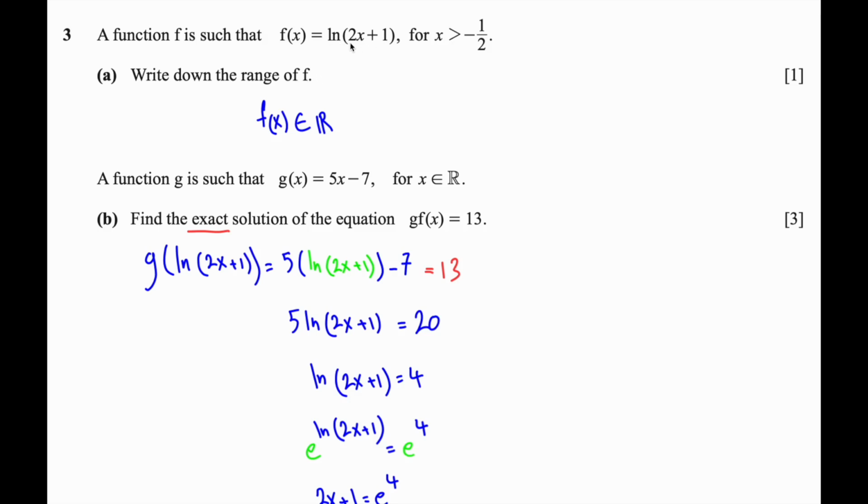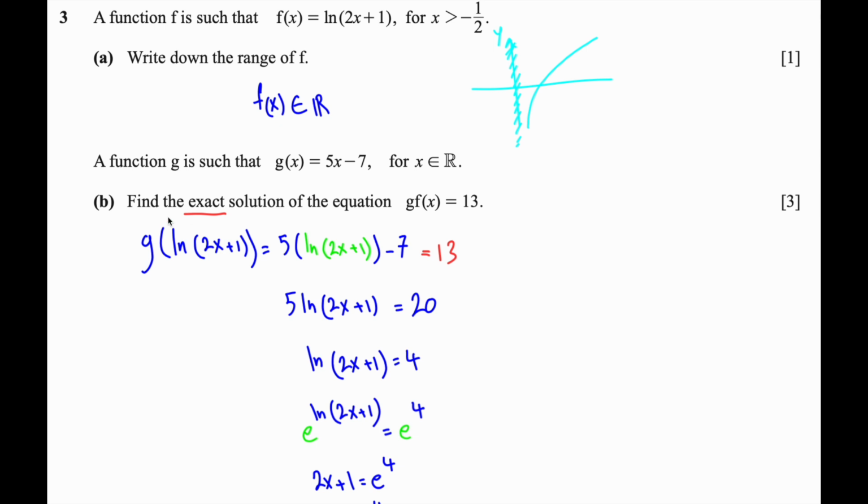Well, if you recall, the range for logarithm functions is all the real numbers, and if I were to draw the logarithm function, basically it would look something like this, where the shadow of my function would cover all the y-axis, and basically that's my range, which is all the real numbers. Now, a function g is such that g of x equals 5x minus 7 for x belongs to R.